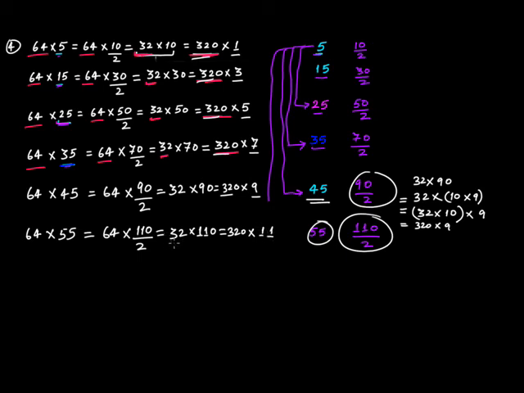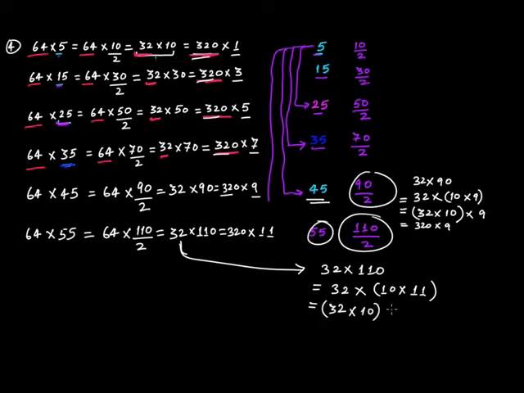Another way to look at it would be like, it could be written as 32 multiplied by 110. This 110 could be written as 10 multiplied by 11, and by the property of associativity, it's 32 multiplied by 10 and times 11, and this would be 320 multiplied by 11, and therefore you got this. So these are the two next patterns.